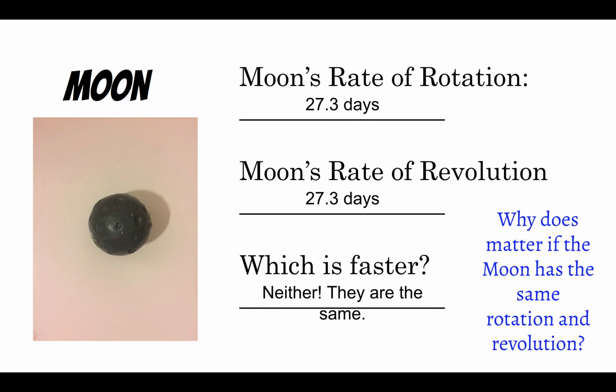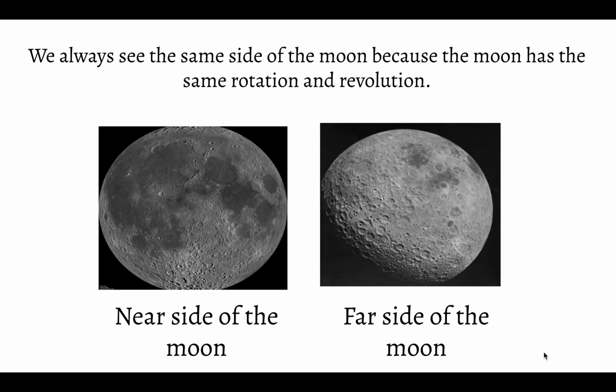Why do you think it would be important that the moon has the same rotation and revolution? Well, it's important because we always see the same side of the moon because the moon has the same rotation and revolution. So there are two sides of the moon. There's the near side of the moon and what we call the far side of the moon. The near side of the moon is the moon that on Earth always faces us. It doesn't matter where you are on Earth, if you look up at the moon, you will always see that side, the near side of the moon.